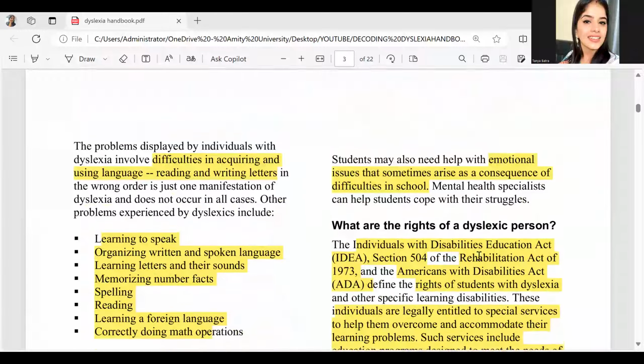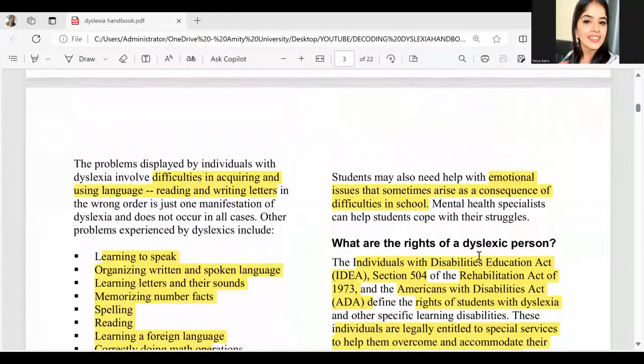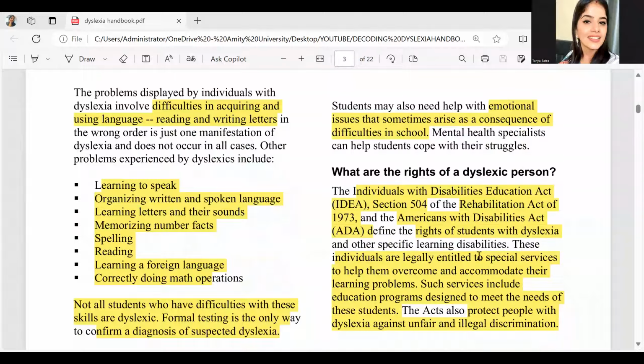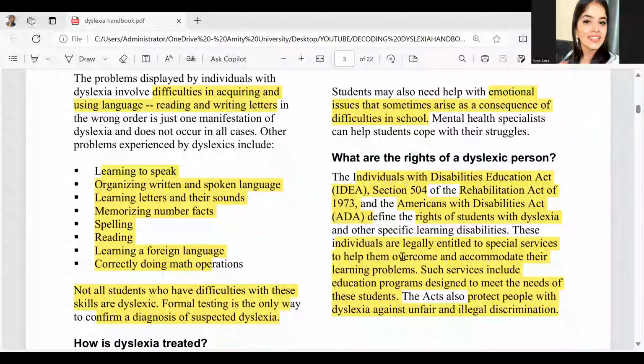Now, the signs of dyslexia. Again, I'm repeating, I've already given the overview on dyslexia and the signs of SLD, the signs of dyslexia in my previous slides. So definitely, I will also put the link of those presentations in the description below. That's the reason I'm rushing through this content.